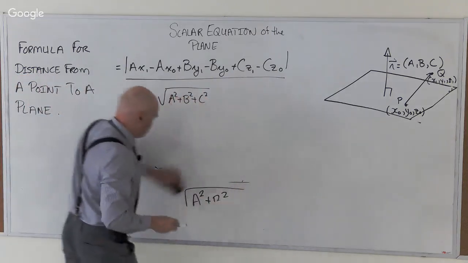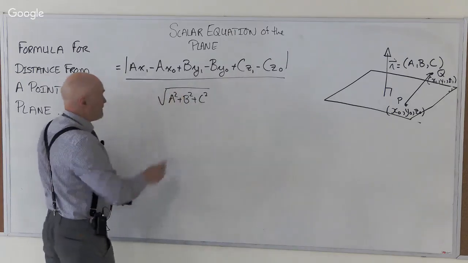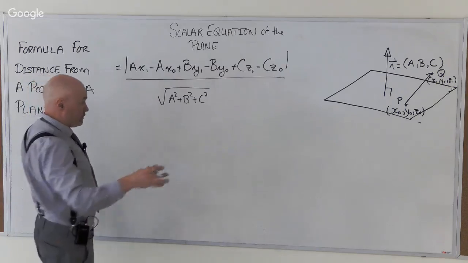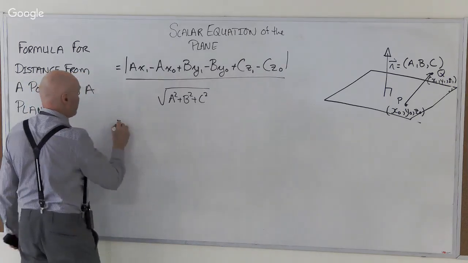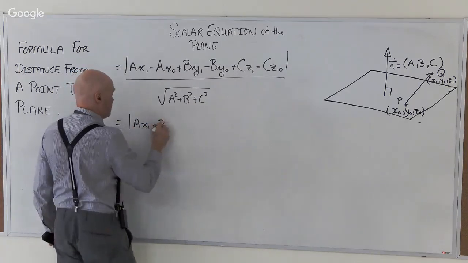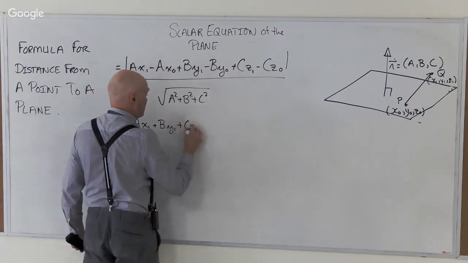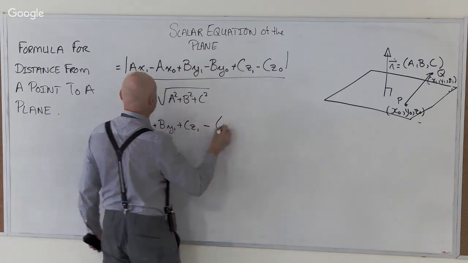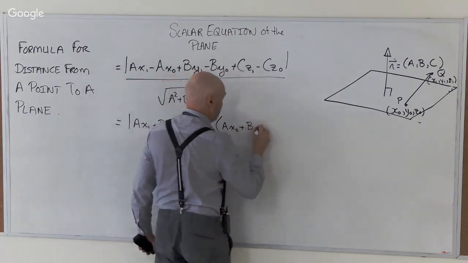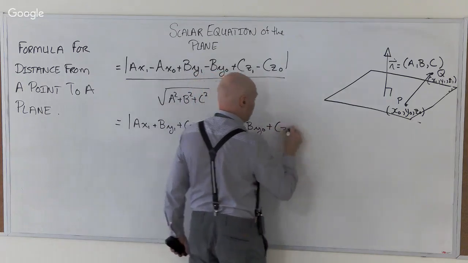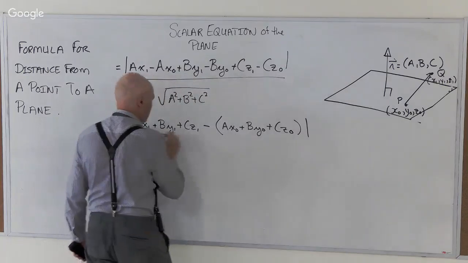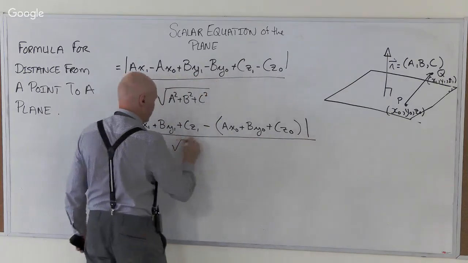Now what I want to do, x naught, y naught, and z naught, they all actually lie on the plane. And so they're actually going to fulfill that equation of the plane. So I'm going to gather them together. And they're all being subtracted. There we go. That's all over the magnitude of the normal vector.